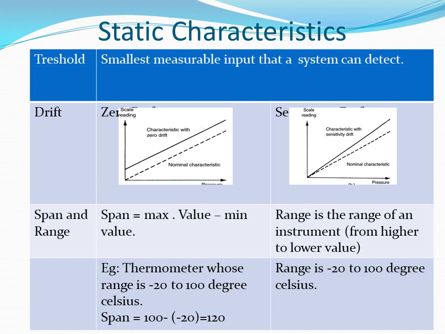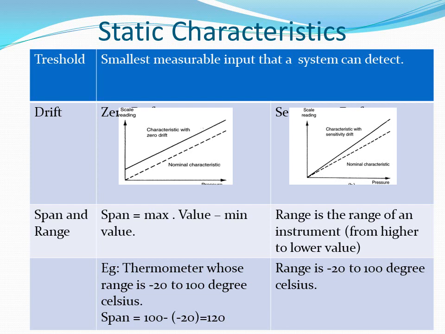Drift has two types, called zero drift and sensitivity drift. We very well know that drift is a deviation from the nominal or the normal characteristics. Zero drift means the deviation is taking place even at zero, whereas sensitivity drift or span drift is where the deviation is not taking place at zero, but the deviation is increasing with respect to span.